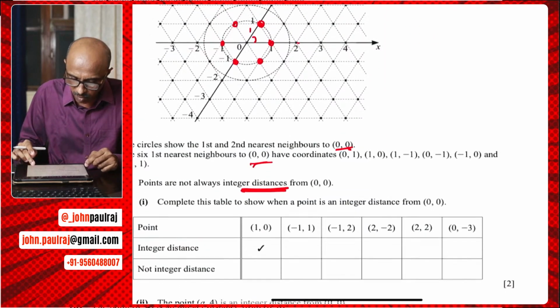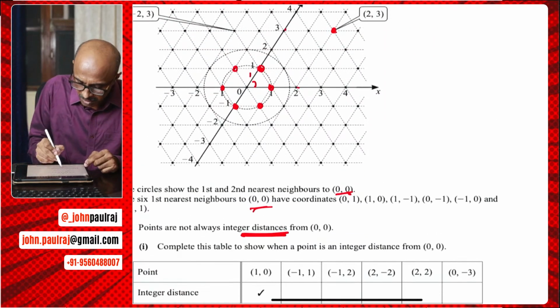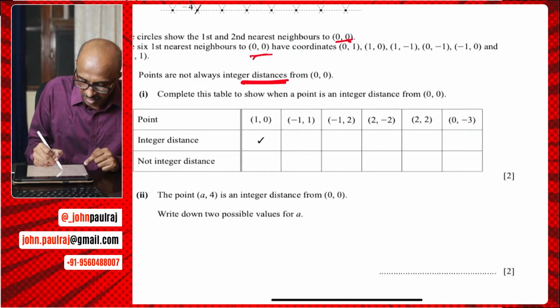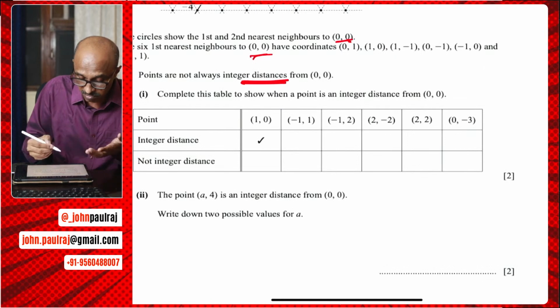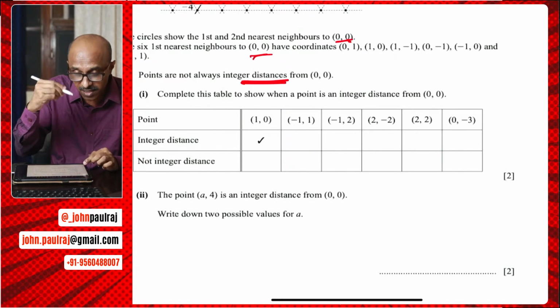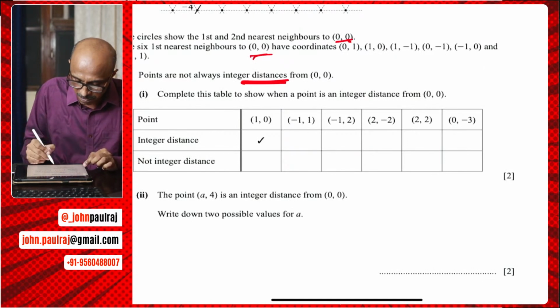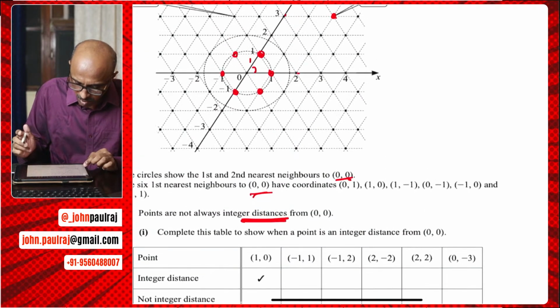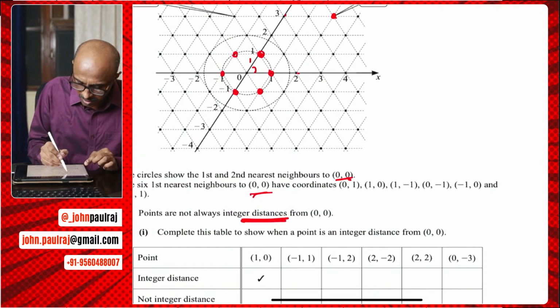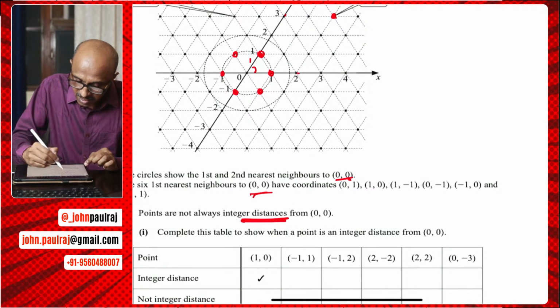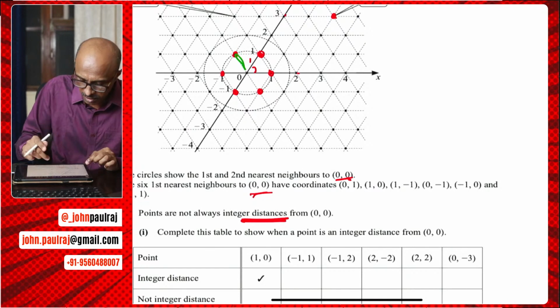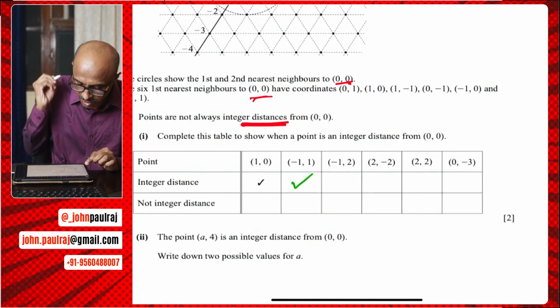Okay, so let's look at these points again. 1 comma 0, this is 1 comma 0, and you can see that's the side of the equilateral triangle, that's unit 1, so that's an integer distance. So we just need to indicate the answer with the check mark. Negative 1 comma 1, negative 1 along the x, and 1 here, that's again an equilateral triangle side length, and remember we're measuring the distance from the origin, so that's again 1, an integer distance.